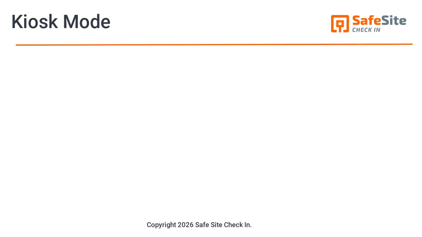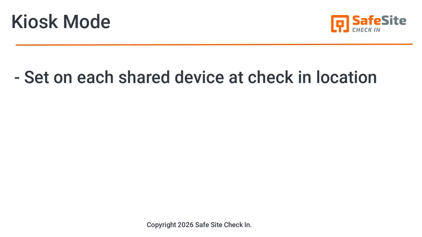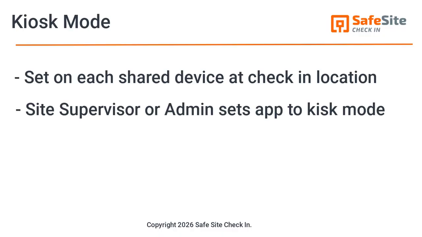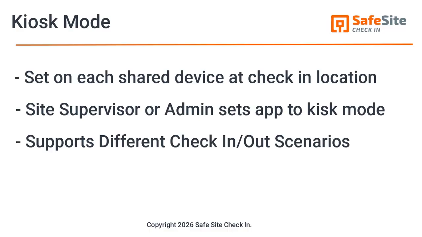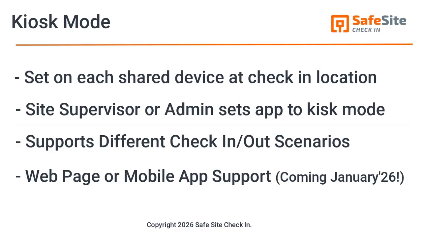This video shows how to set up kiosk mode and how it works. Kiosk mode is designed to let you use one or more devices at your locations, where site supervisors or admins securely set up the app, where the app can accept manual check-ins or scan personal QR code badges. The app also allows individuals to check out. Kiosk mode can be set with your on-site devices by using the following steps.